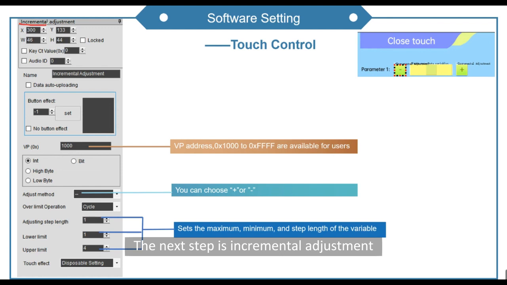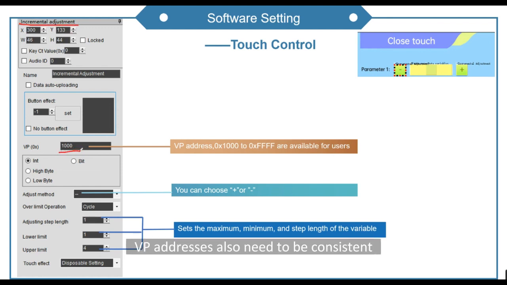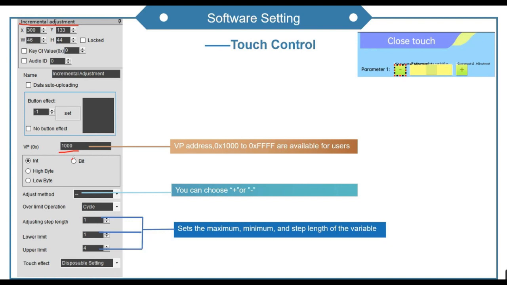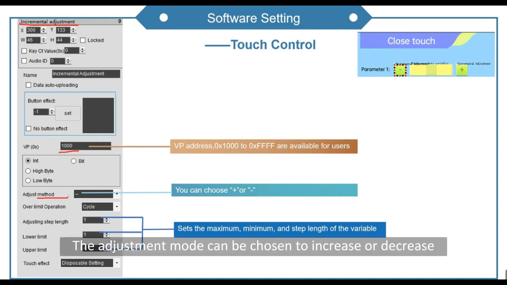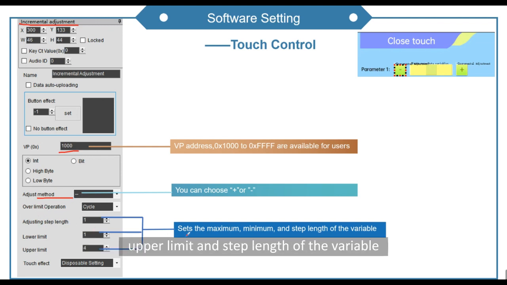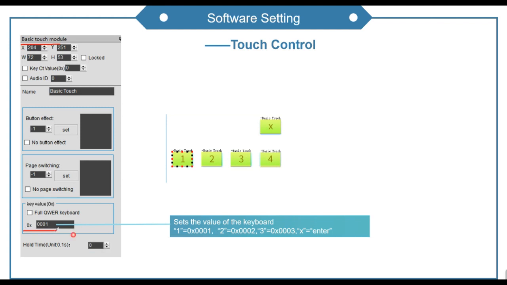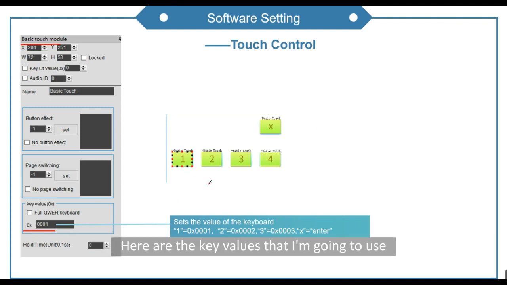The next step is incremental adjustment. VP addresses also need to be consistent. The adjustment mode can be chosen to increase or decrease. This is used to set the lower limit, upper limit, and step length of the variable. Finally, the basis touch module is used to set the key value. Here are the key values that I'm going to use.